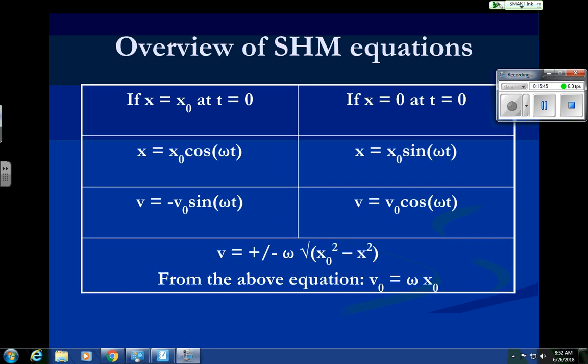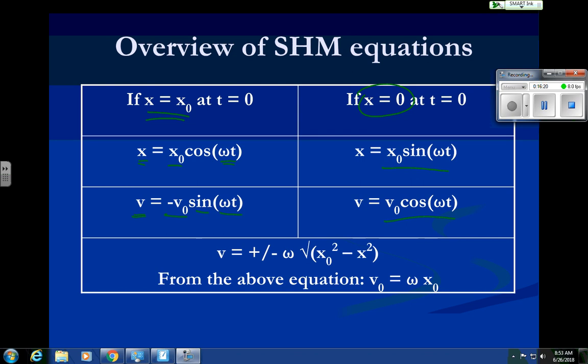So in summary, here's what you get. This is not in your data booklet, but you have those combined equations in your data booklet. If at t equals 0 the object is at maximum displacement, then you can calculate the position at some later time by using the amplitude times the cosine of omega times t. And you can do the same thing to find its velocity at a later time: negative maximum velocity times sine of omega t. However, if at t equals 0 it's at equilibrium, you're going to use these equations instead.